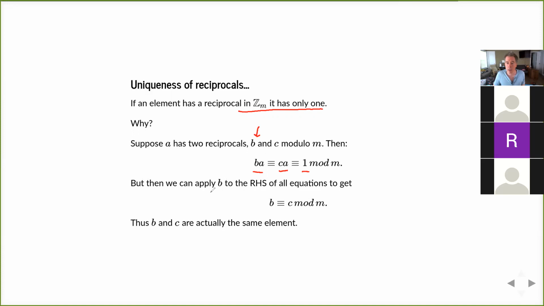But then you could apply B to the right-hand side of all equations. And so what would happen if you did that? You would get BAB is congruent to CAB, which is congruent to B, right? And then we know that B is an inverse of A, so this just becomes 1. So then what you get is B is congruent to C. And so they are the same. So this is just like the uniqueness of negatives. Reciprocals are also unique. So another way to say reciprocal is multiplicative inverse. So if a number has a multiplicative inverse, it has a unique multiplicative inverse.